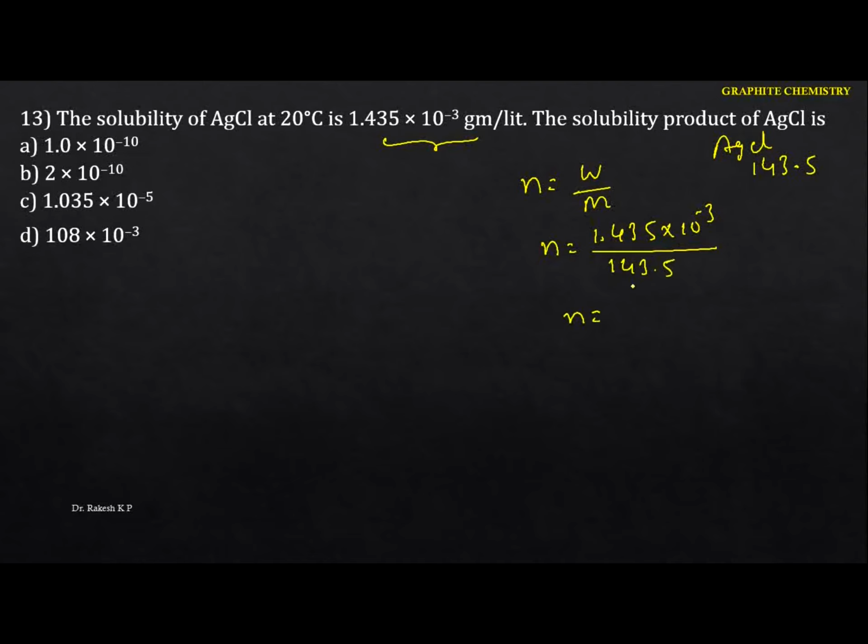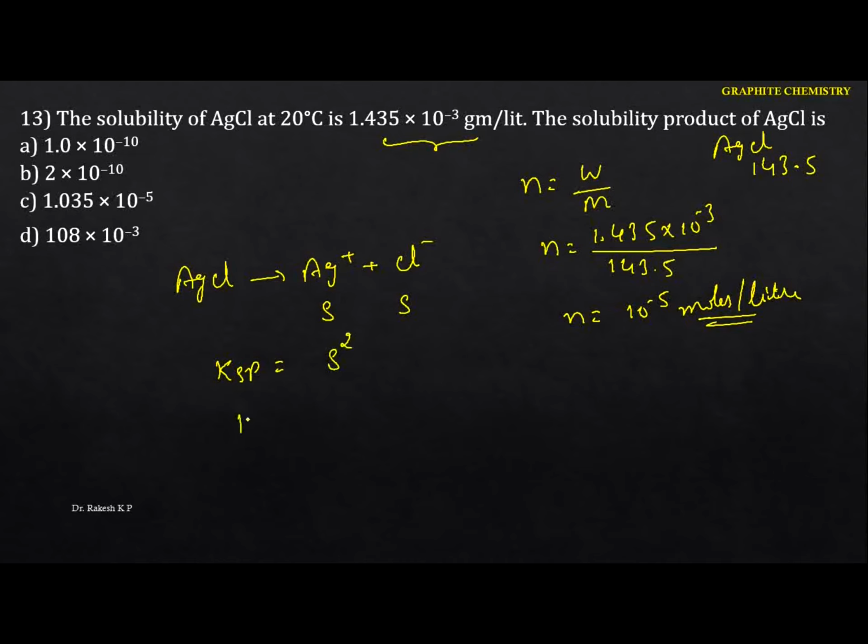Hence the n value, if we do the calculations here, we are going to get 10 to the power of minus 5 moles per liter. That means we got the concentration here, but initially they were given in terms of gram per liter. So let me take AgCl. It dissociates to give Ag plus and Cl minus. I'm going to write this as the solubility here. Now if you're talking about Ksp, it is equal to S squared. So Ksp is equal to, what is the S we got? That is 10 to the power of minus 5, whole squared.